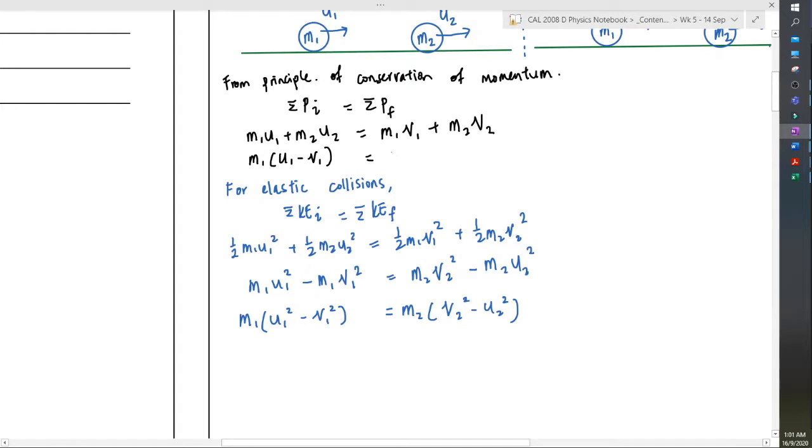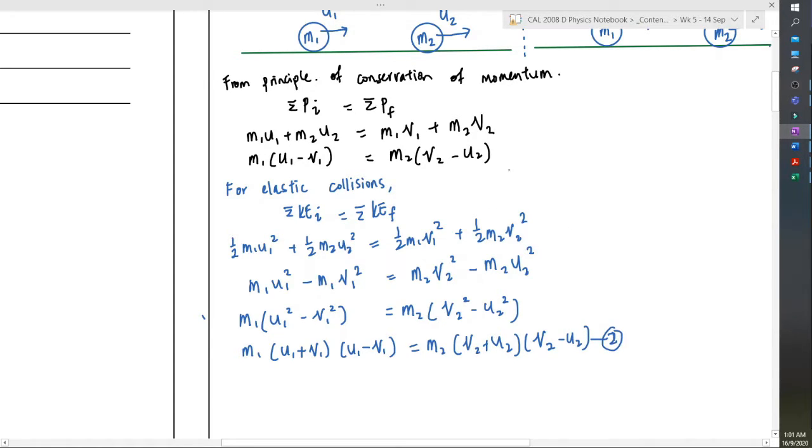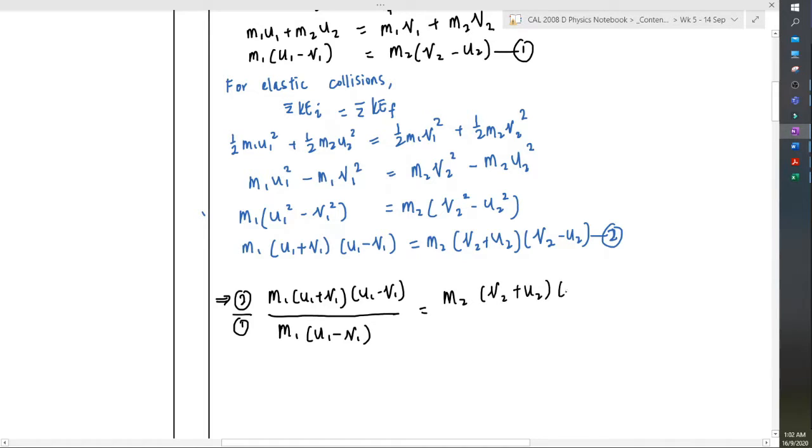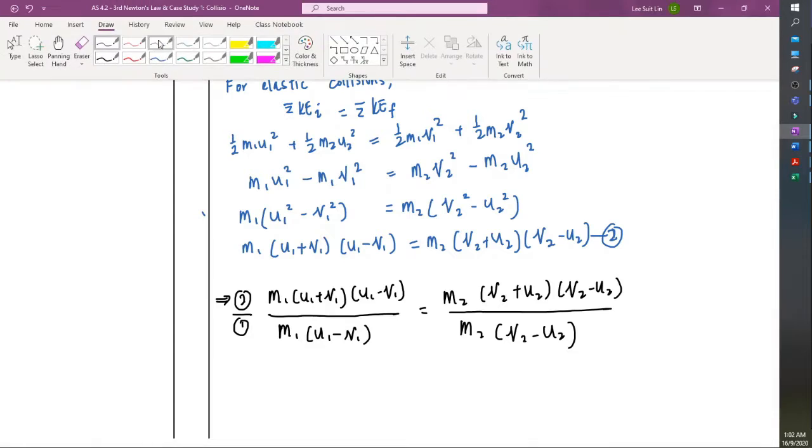So now I'm going to do the same thing for conservation of momentum. Put all the m1 on one side, put all the m2 on one side, and factorize out the m1 and m2. So from here, by factorizing u1 square minus v1 square and v2 square minus u2 square, I get these two equations. I will just take equation 2 divided by equation 1. You can always slow down this part and check out the derivation. It shouldn't be that difficult to follow because what I'm doing is just factorizing a square minus b square, or in this case u1 square minus v1 square.